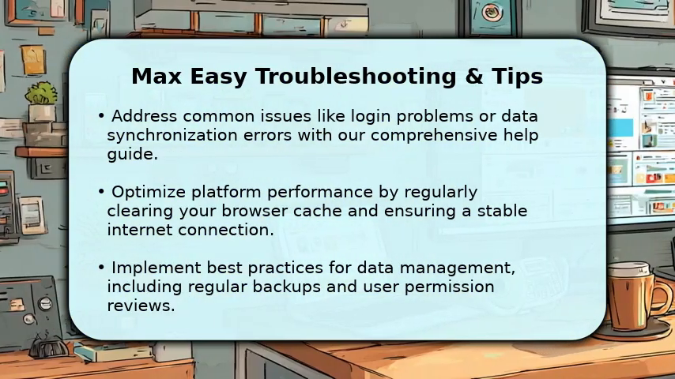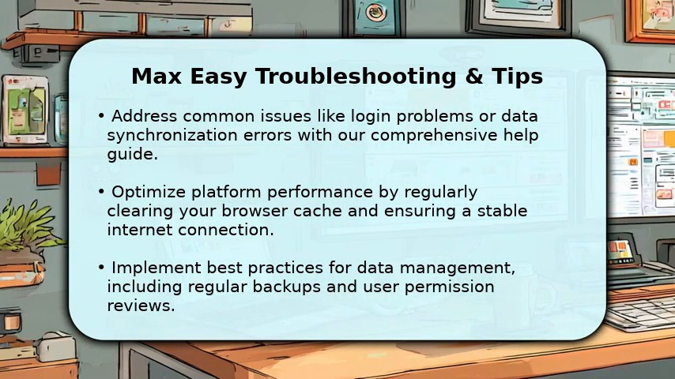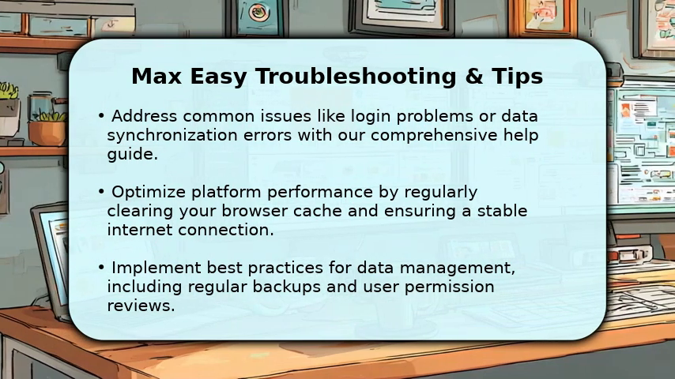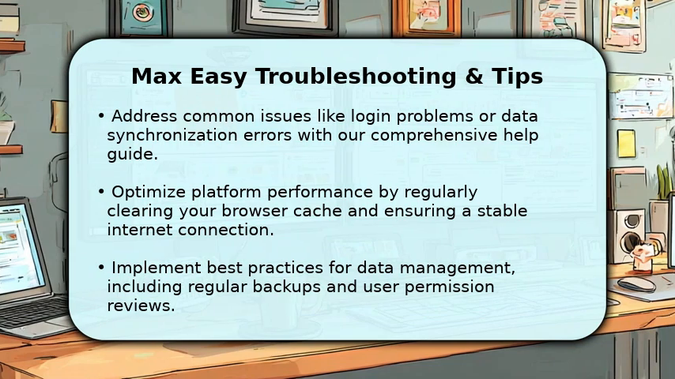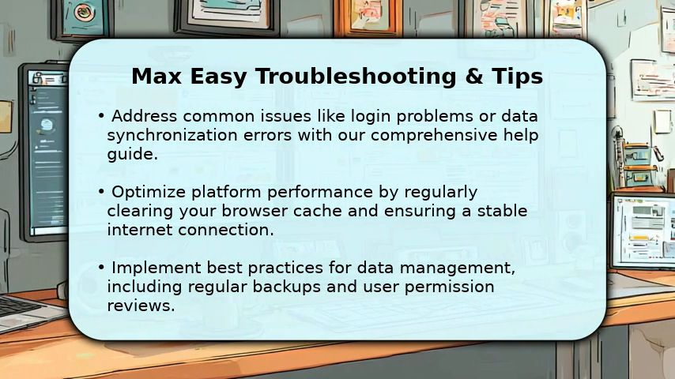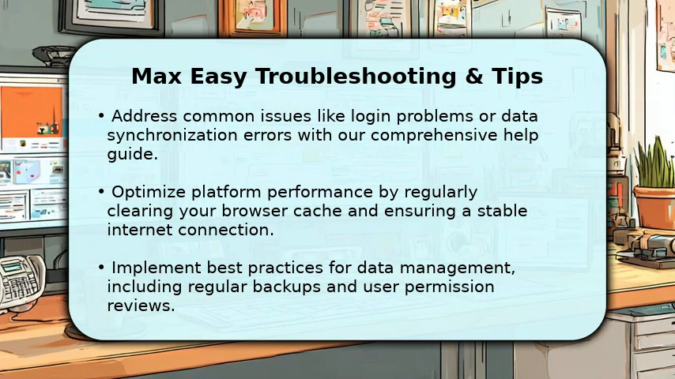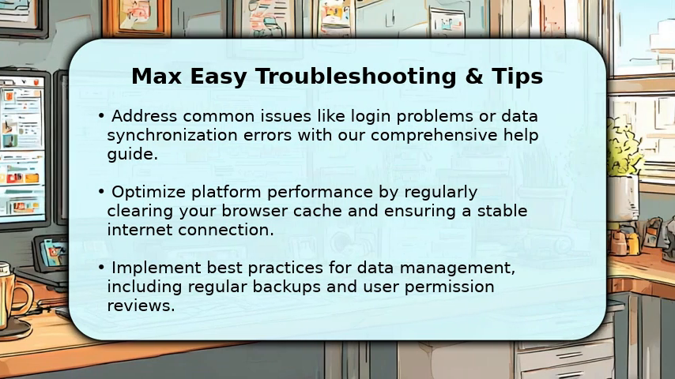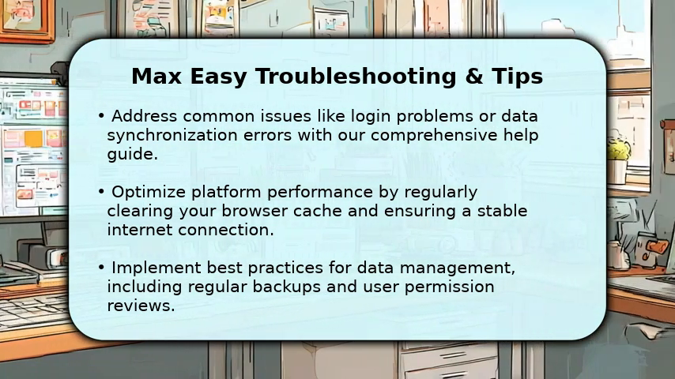Encountering an issue? Our extensive knowledge base, accessible via the Help icon, offers solutions for common problems, from login difficulties to data export challenges. For optimal performance, we recommend using a modern web browser and ensuring your internet speed is at least 25 megabits per second. Remember to regularly review user permissions and backup critical data, which can be done with just 2 clicks, to maintain a secure and efficient environment.